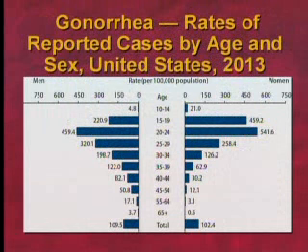This table here shows reported cases by age and sex as of 2013. On the left side, we have the men, which 20 to 24 years old is the highest prevalence of gonorrhea. And on the right side, for females, we go from young adolescents to young women, 15 to 24 years old. And this is as of 2013 as well.